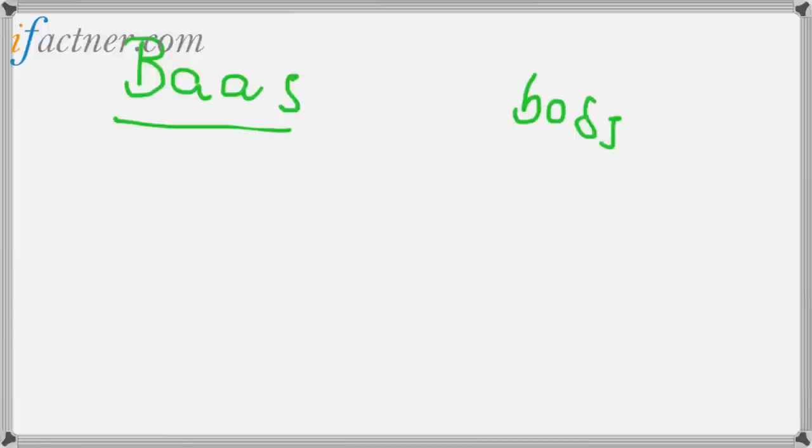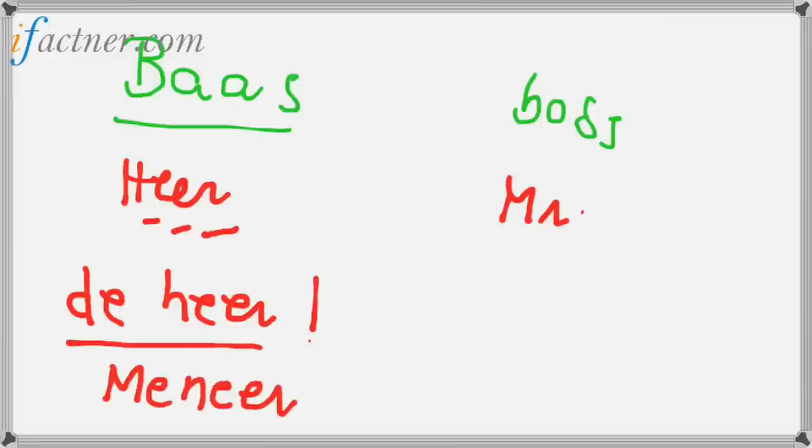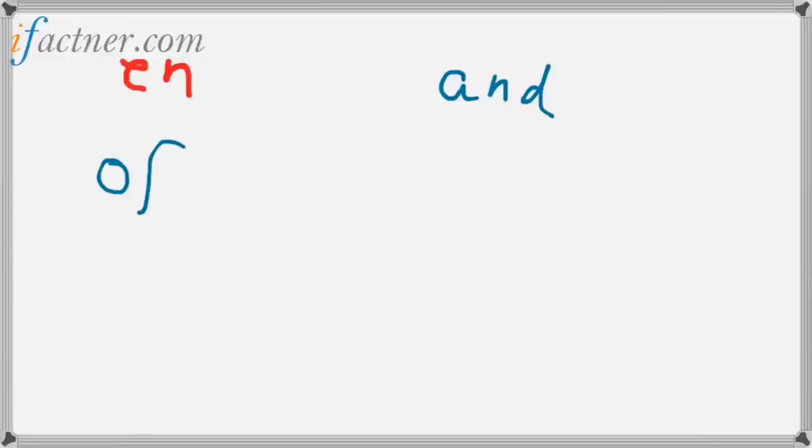And for mister, we use here. H-A-A-R. Here. And you can say the here when you are writing. And when you are talking to someone, then you can say maner to a male person, maner. And for miss, we use miss usually. N means and, of means or, N and of, and or.